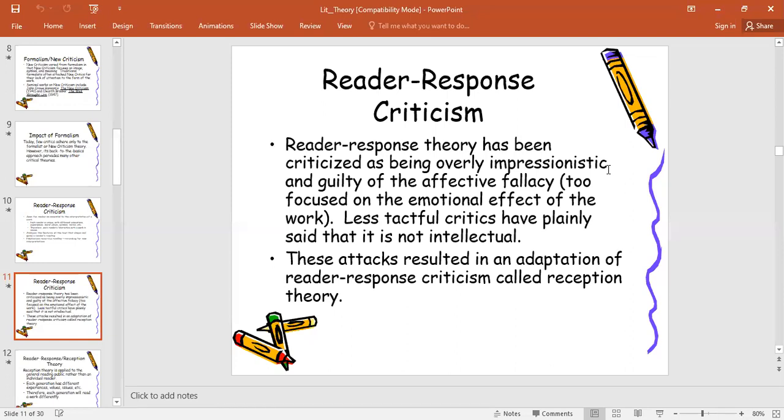These attacks resulted in an adaptation of readers' response criticism called perception theory. So it has been labeled as perception theory. It means that it is your personal perception regarding the work of art. And it will certainly disturb objectivity of the thing.